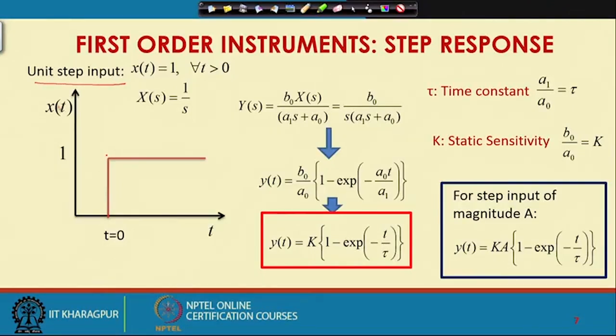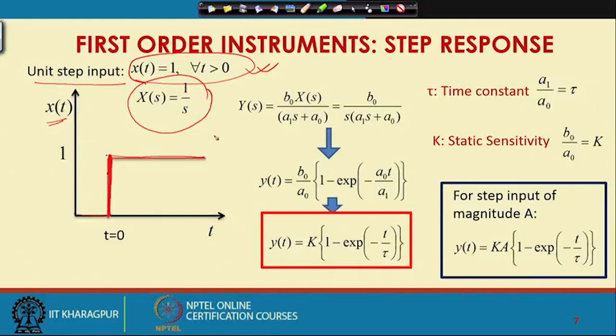So, the input to the instrument up to this was, let us say, 0, and at time t equal to 0, this is my start of the experiment. So, at time t equal to 0, I suddenly make the input 1 and keep it there. So, this is the step input. This can be represented as x(t) equal to 1 for all time t greater than 0. You can also write x(t) equal to 0 for all time t less than 0, but this is sufficient. So, x(t) equal to 1 for all time t greater than 0. We have seen that the Laplace transformation of this is 1 by s.